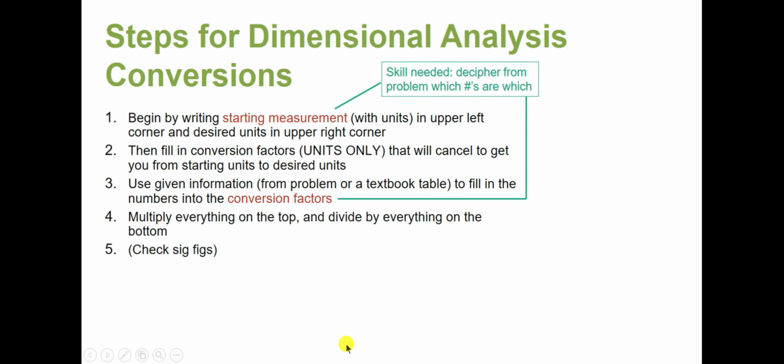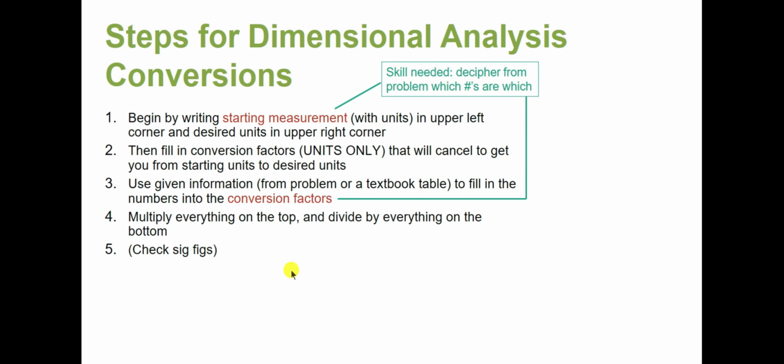Okay, so when we're ready to do dimensional analysis, I first start by writing the starting unit with its units off to the left. Usually we begin at the top of the page on the left side, and I'm going to write what I'm trying to get to, the units alone, in the upper right. So I kind of have a destination in mind. Then I'm going to fill in conversion factors with just units. So I'm going to make a fraction that just has units on the bottom and units on the top, but no numbers. And I'm going to develop a strategy that's going to get me canceling out units from my starting units to my desired units.